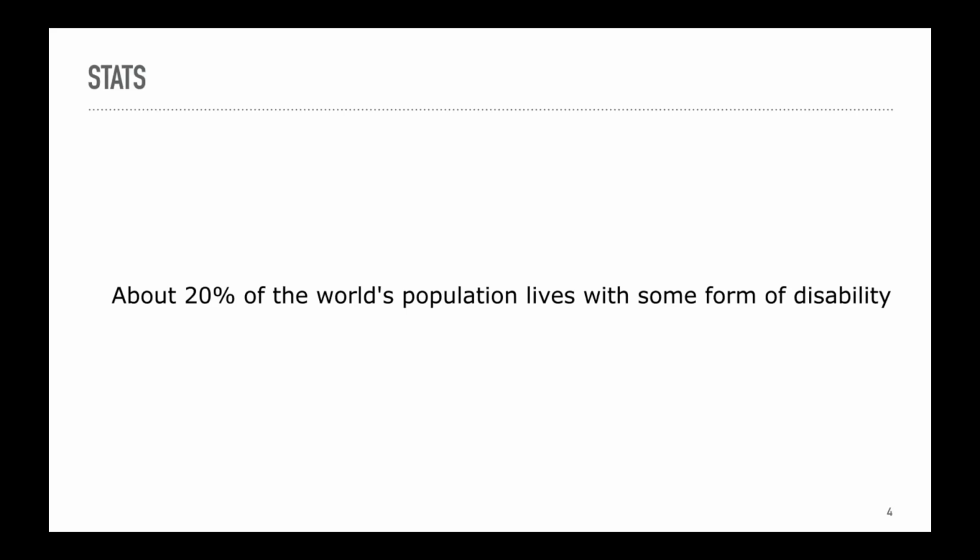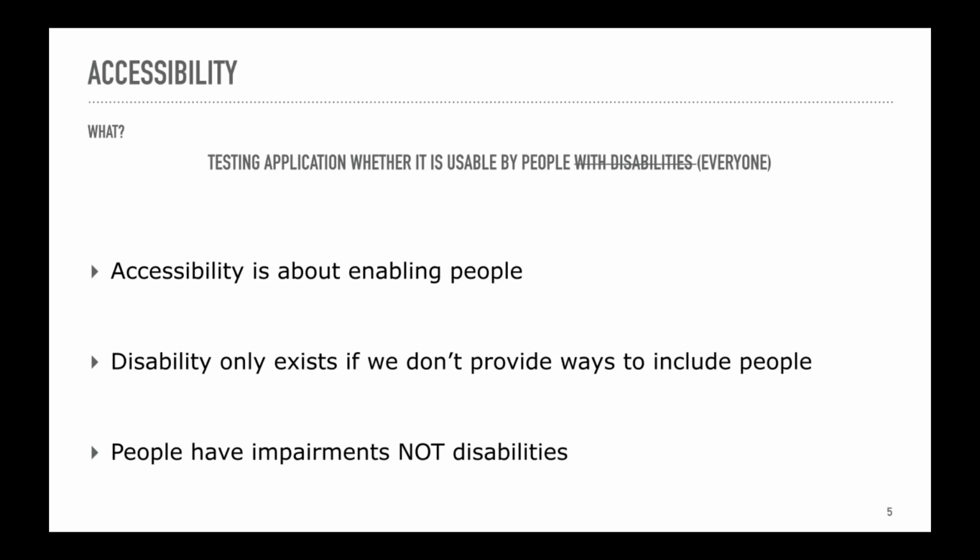I always start with some numbers and facts to prove the topic that we're going to talk about is worth it. About 20% of the world's population live with some form of disability, which is about 1 billion people. So it's quite nice to be developing apps which are accessible for them as well, and that's the whole objective of the webinar. And what is accessibility? Accessibility testing is all about testing whether an application is usable by people with disabilities. It's actually not about people with disabilities, but it's nice to say it is for everyone, right?